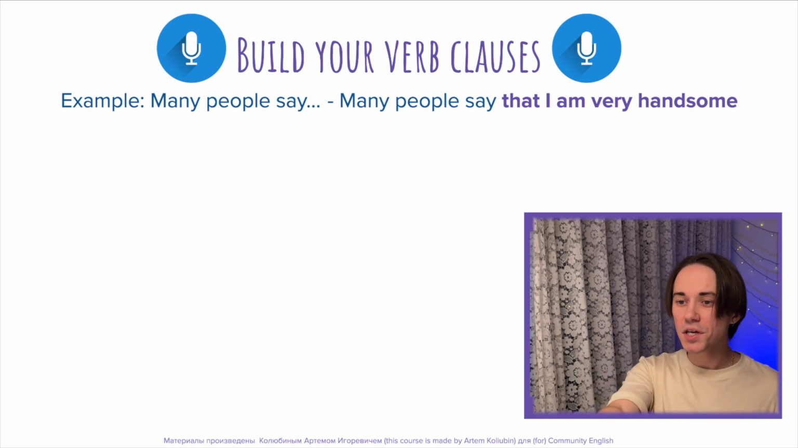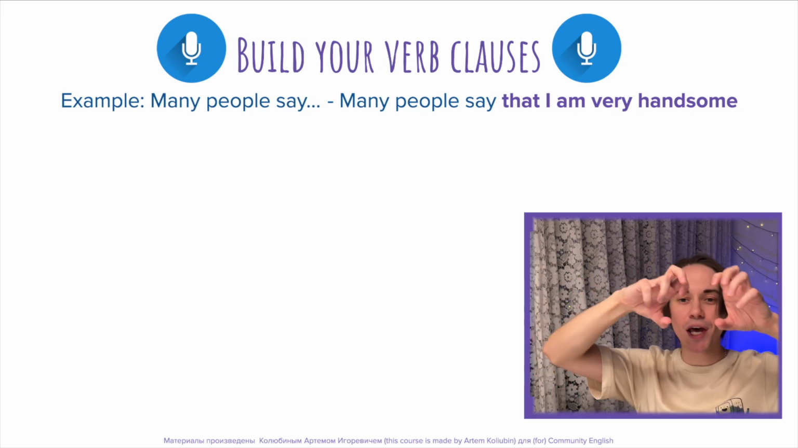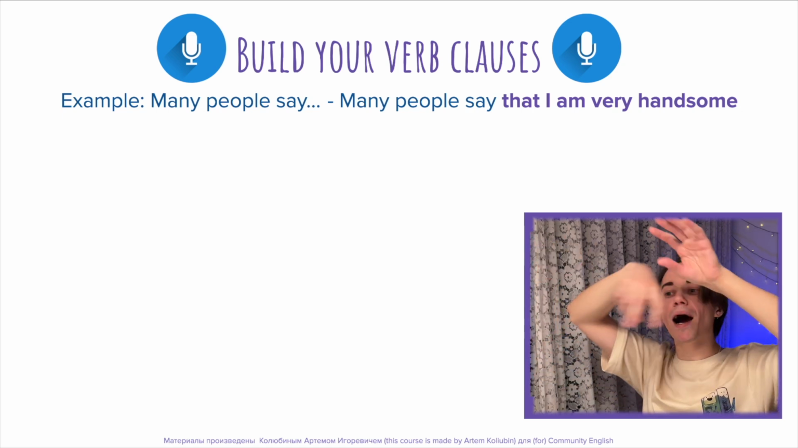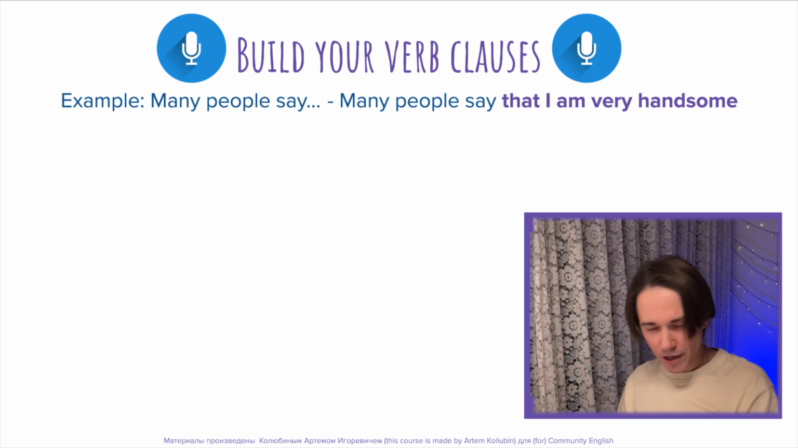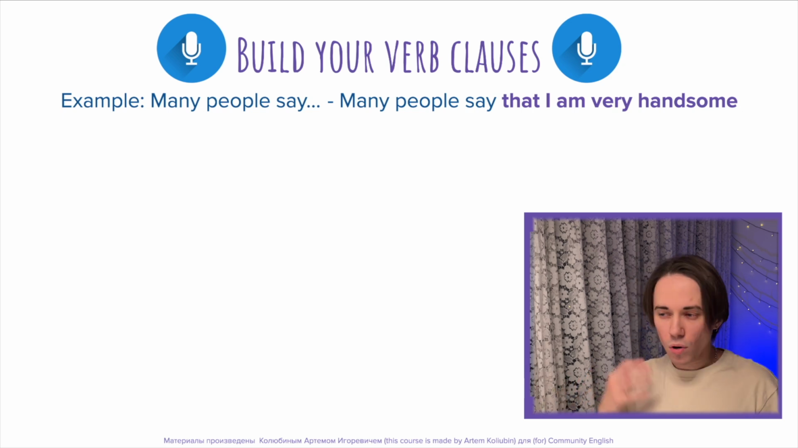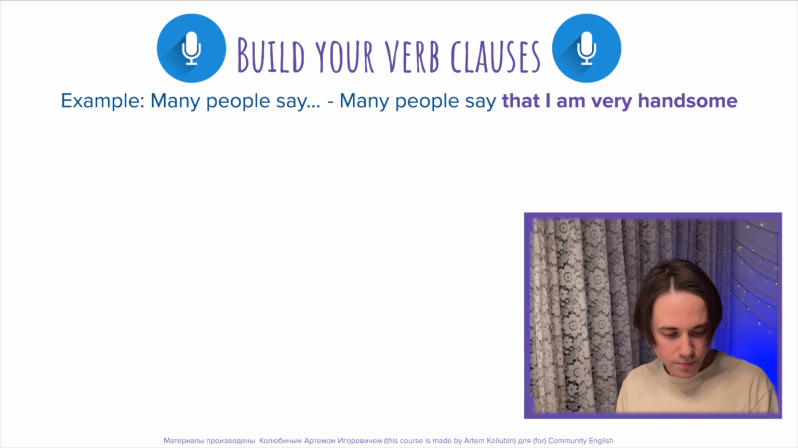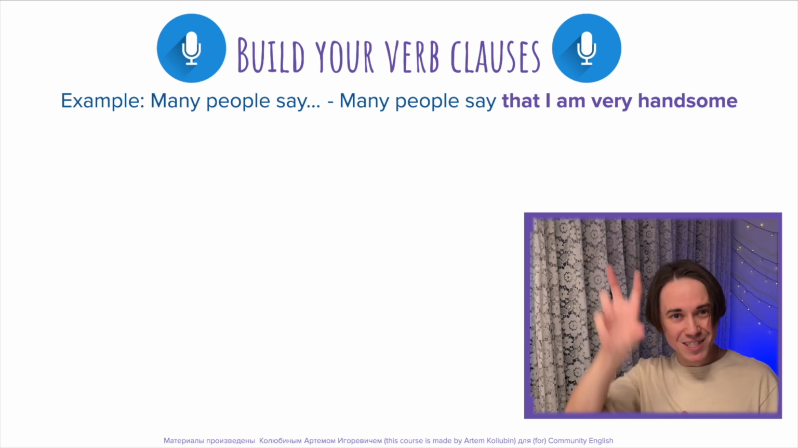So you have the beginning of the phrase, many people say, and what you need to practice is to connect the say to the second sentence by means of that. So many people say that I am very handsome. Many people say that I don't know, cats are cute. Many people say that pineapple pizza is terrible or something like that. So practice this. And of course, just as well as saying that, you can skip that.